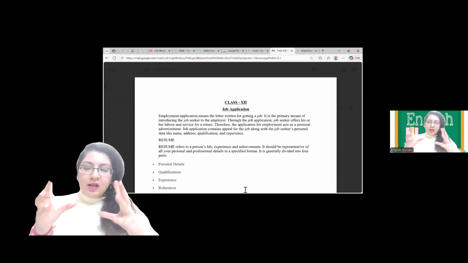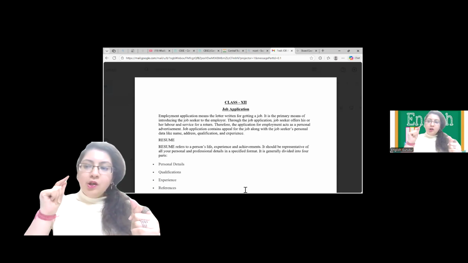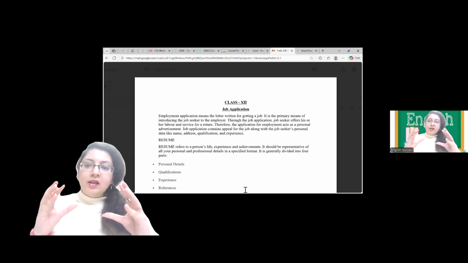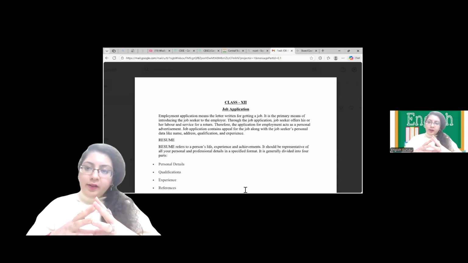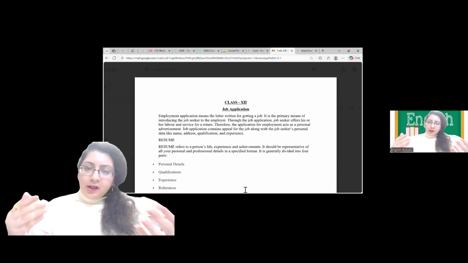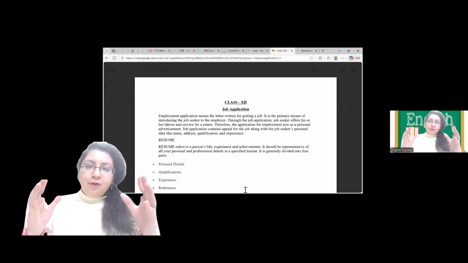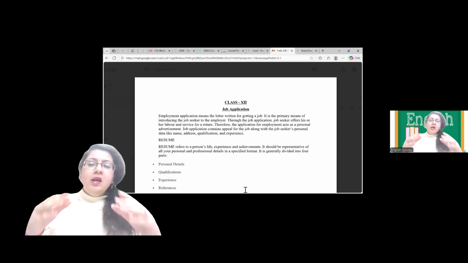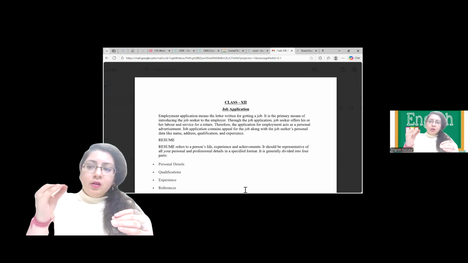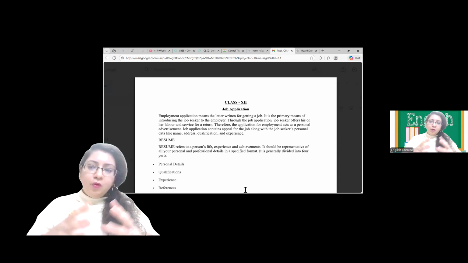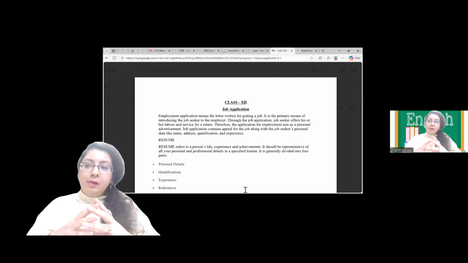So in today's session we will be covering the job application, which is a part of the CBSE Class 12 curriculum. What do we actually mean by job application? I would like to ask you: my dear learners, my dear students, just give it a thought. Ponder over what you understand by the term job application.